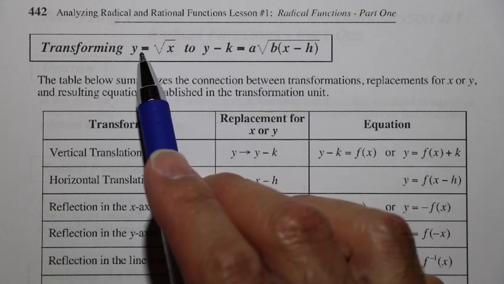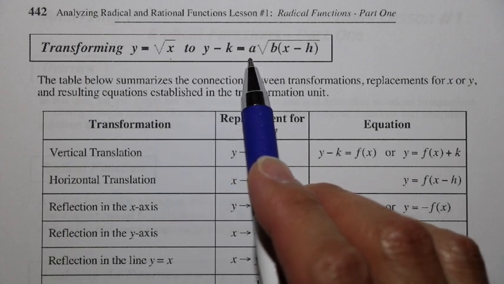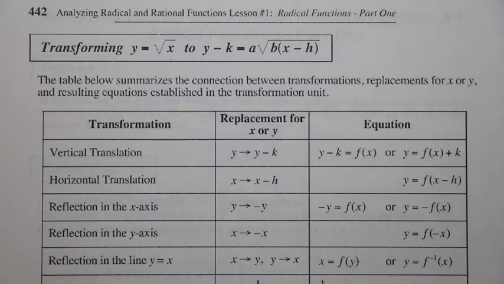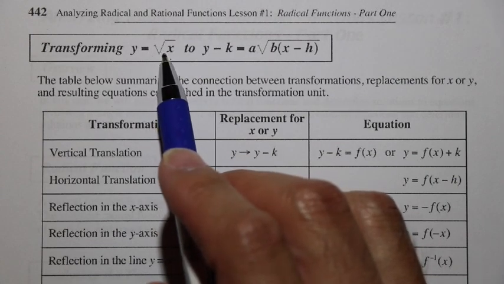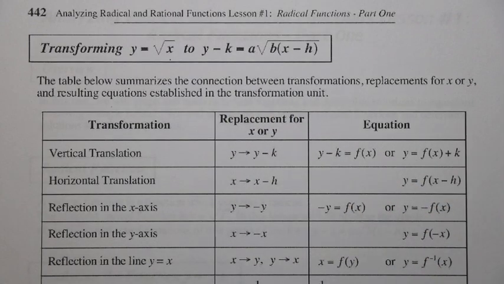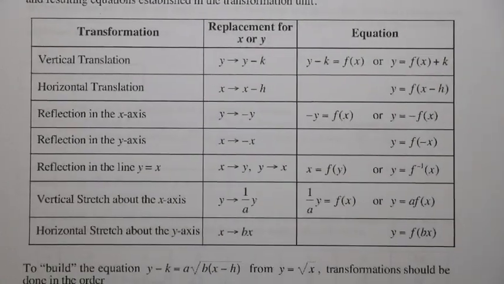Well, if we're talking about transforming this function from y equals the square root of x to y minus k equaling a square root of b times x minus h, then it's very similar to how we thought about transformations in other units, where we have a definition for the original function, and then a, b, h, and k somehow transform that function in a certain way. So let's take a look at the table that summarizes the connection between the transformations, the replacements for x and y, and the resulting equations.